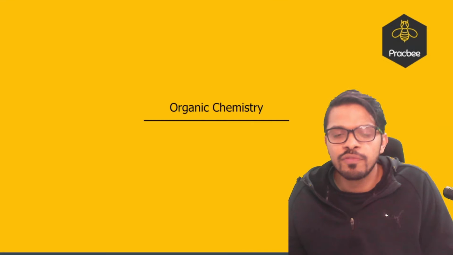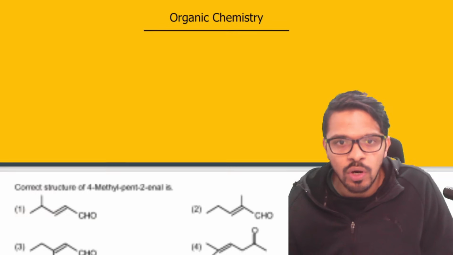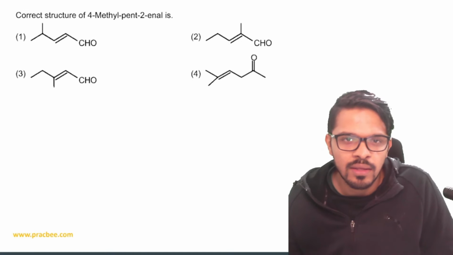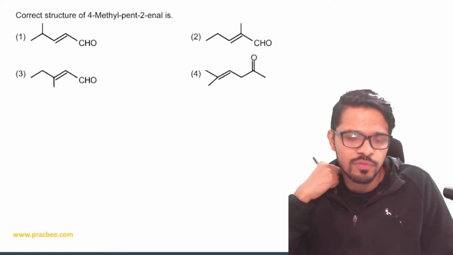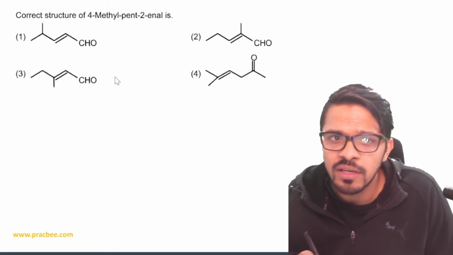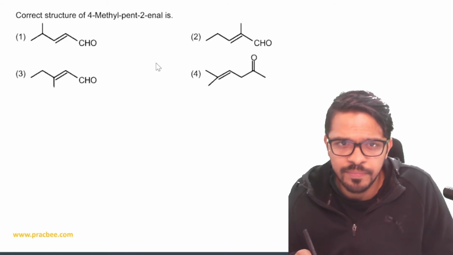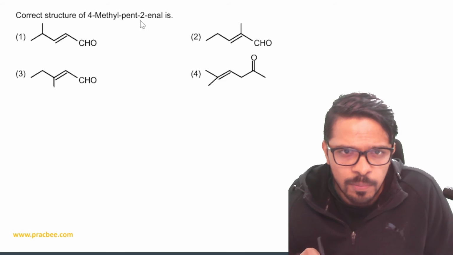So that is the end of physical chemistry. Let's move to organic chemistry. Again, a question from IUPAC. In every shift, they are asking a question from IUPAC nomenclature. So we need 4-methyl-pent-2-ene-al.